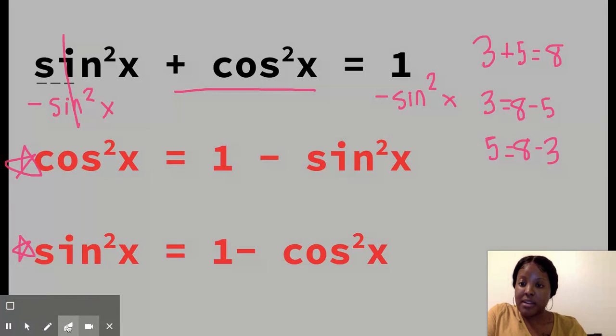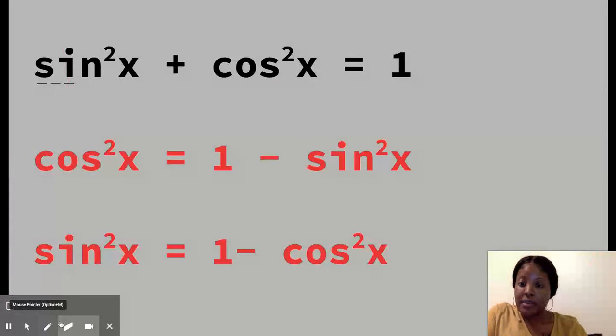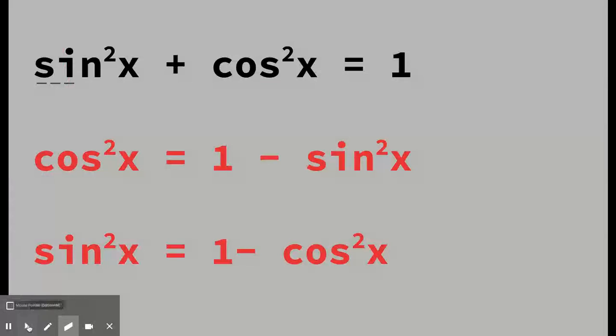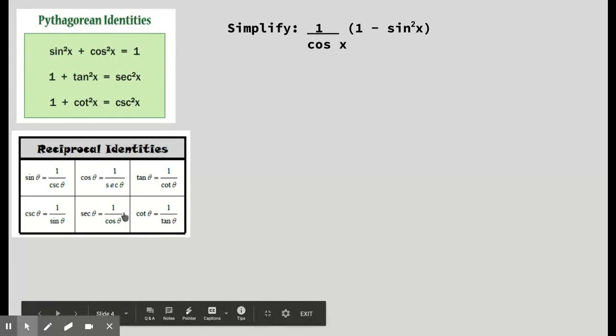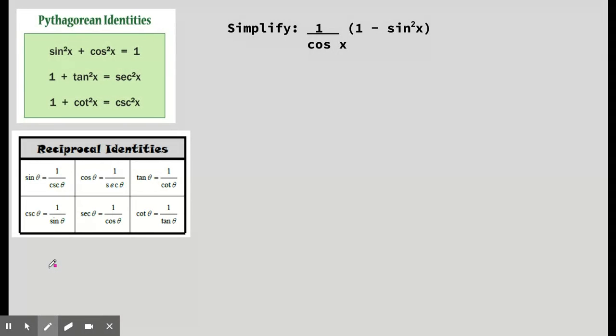So let me get rid of this, and then I'm going to disappear, and we're going to move on to actually do some problems. All right, here is the first one that we'll take a look at. So simplify 1 over cosine squared x times 1 minus sine squared x.